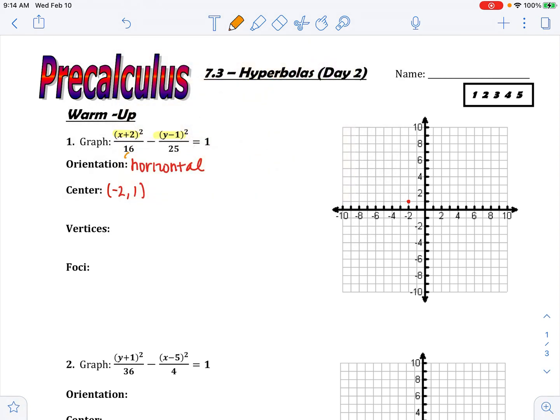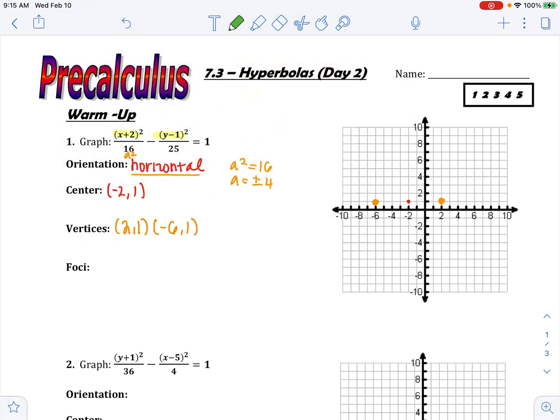And then I need to find my vertices. My vertices are a units from my center, where a squared is the first term no matter what, the first denominator. So I have a squared is 16. So a is positive and negative 4. Now I'm going horizontally, so I'm going to go right 4. And then I like to make my vertices stand out. 1, 2, 3, 4, left 4. So my vertices are at 2, 1, and -6, 1.